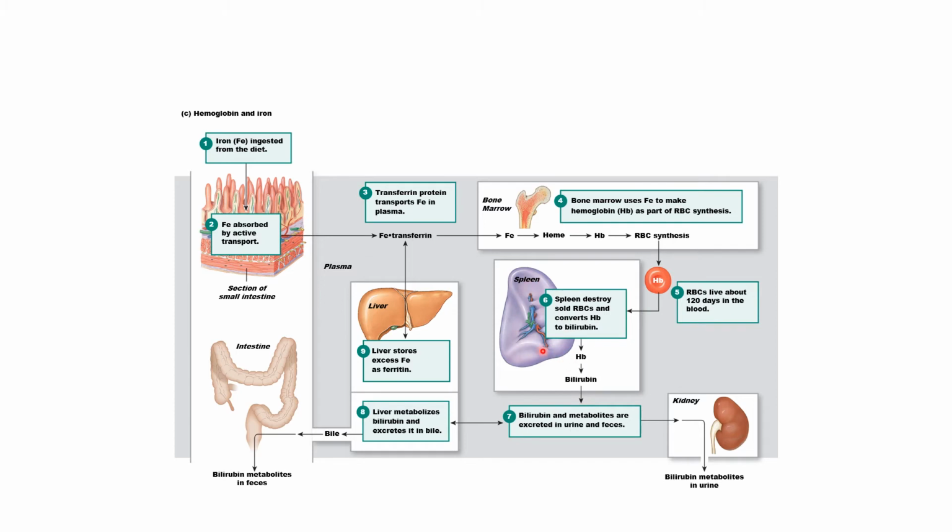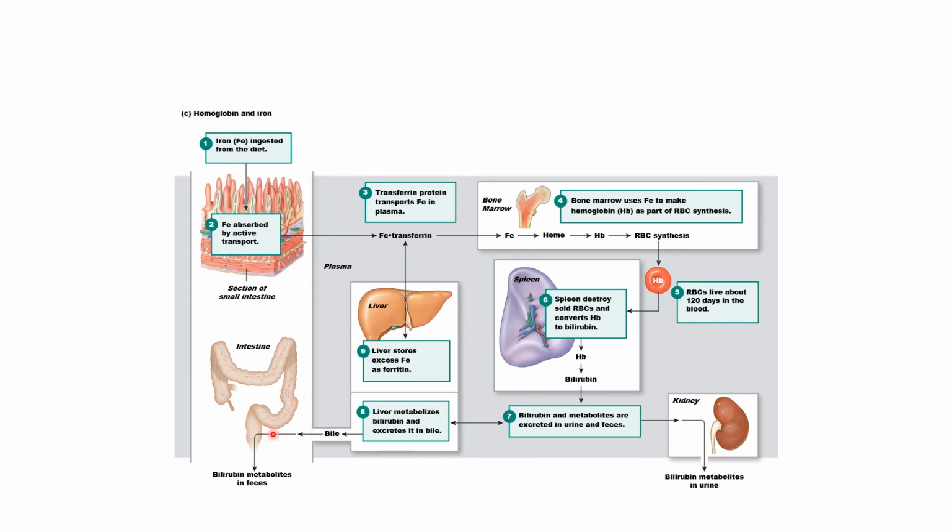Our spleen and our liver as well can convert some of those heme discs into a pigment known as bilirubin. Bilirubin is usually carried by your plasma protein known as albumin, and it gets sent off to your liver. Your liver is going to metabolize bilirubin, and it's going to secrete those metabolites with the bile, which is released out of your liver.